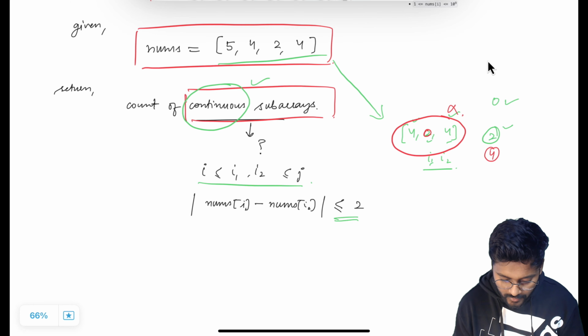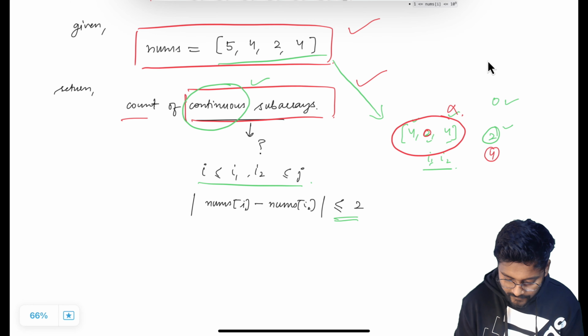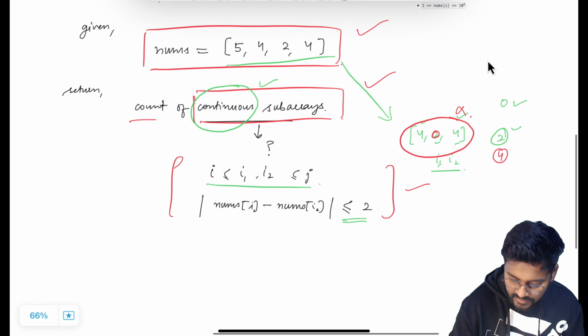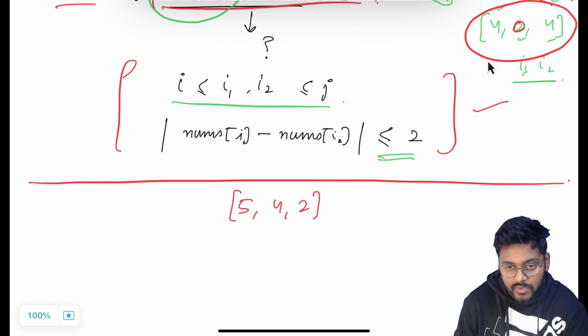So this was our problem statement. Given an integer array, find the count of all the continuous subarrays. A continuous subarray is one where the difference between any two elements in that subarray is not crossing 2. We have understood the problem statement.